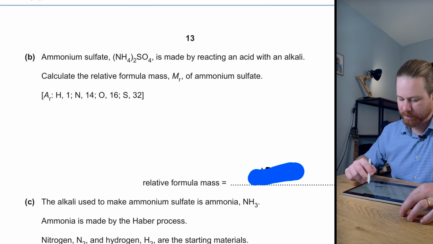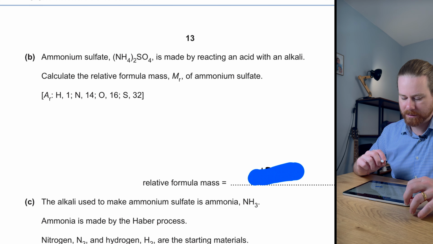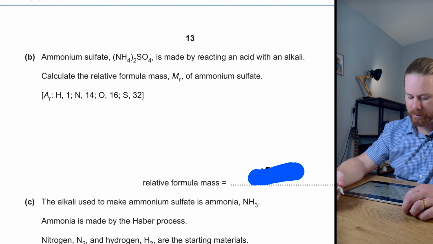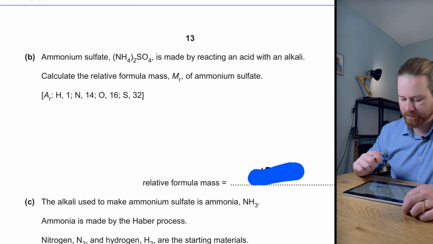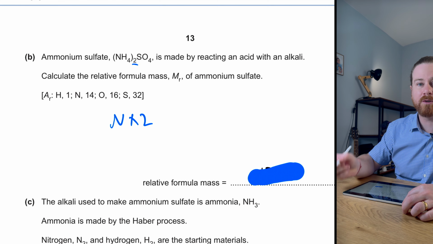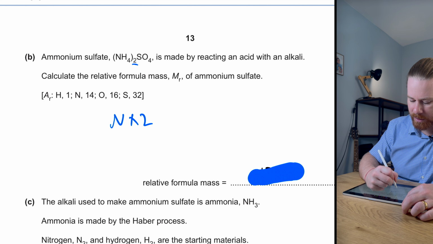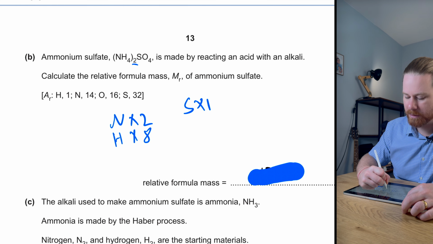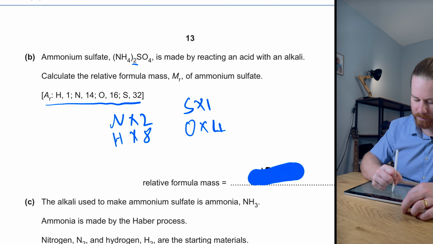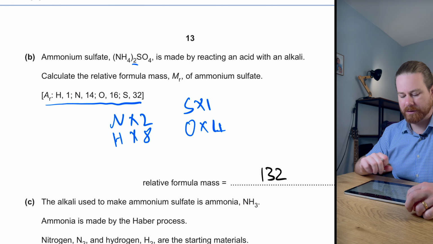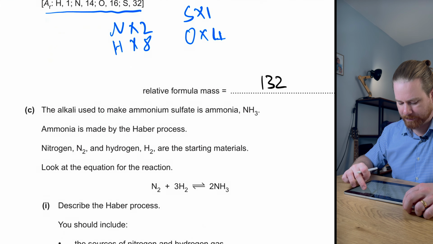Ammonium sulfate is made by reacting an acid with an alkali. Calculate the relative formula mass, Mr, of ammonium sulfate. With this, we've handily got all of the atomic masses there. So we have nitrogen times 2, because there's 2 here, which means we've got 2 of everything in the bracket. So we've got hydrogen times 8, sulfur times 1, and then oxygen times 4. You can use the numbers here to put them into the simple equation, and then you'll get 132 once you've added all of those up. So hopefully that's nice and straightforward.